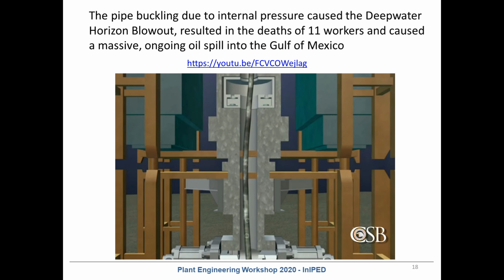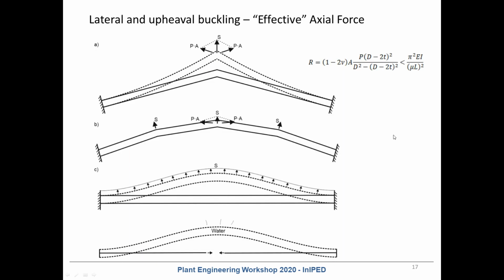The Bourdon effect is very important. A pipe buckling due to internal pressure caused the Deepwater Horizon blowout and resulted in the death of 11 workers and caused a massive, ongoing oil spill into the Gulf of Mexico. So this pipe buckled under the internal pressure. There is no thermal expansion of this pipe. It buckled only due to the effective axial force caused by internal pressure. And this force can be calculated using this equation.